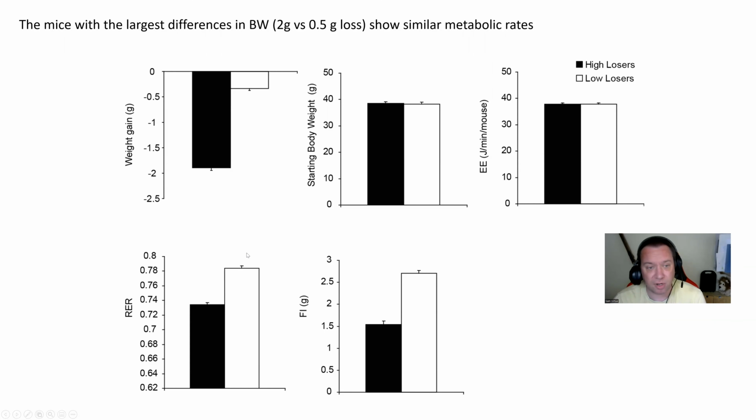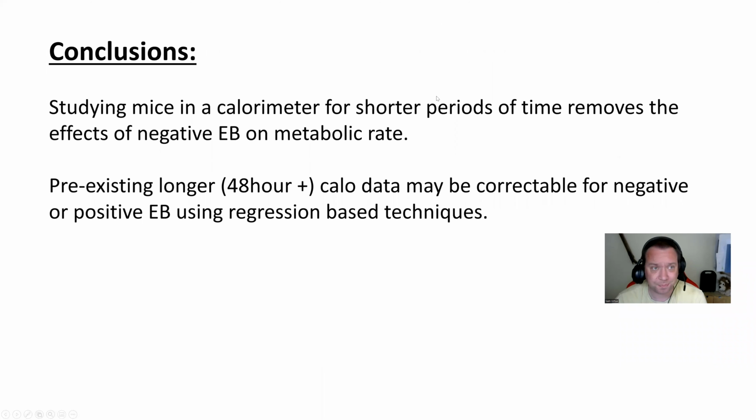Conversely, the ones which were losing far less weight were at about 0.78, so they were not as low. And this follows that the food intake was going to be very different. But in other words, empirically, no impact on metabolic rate over this short-term run.